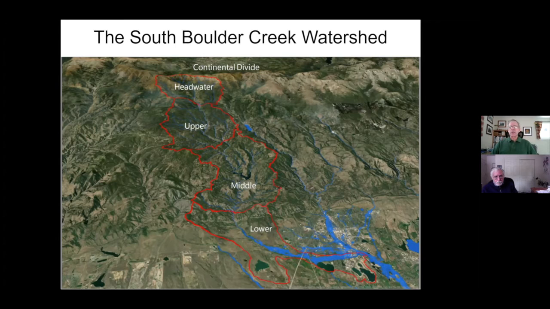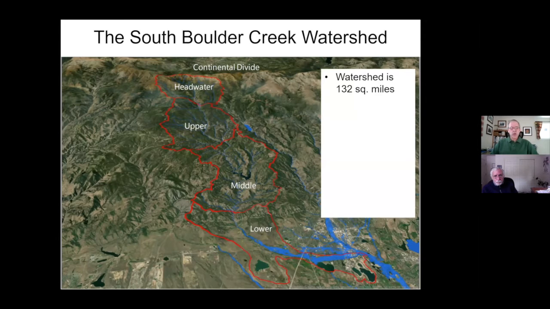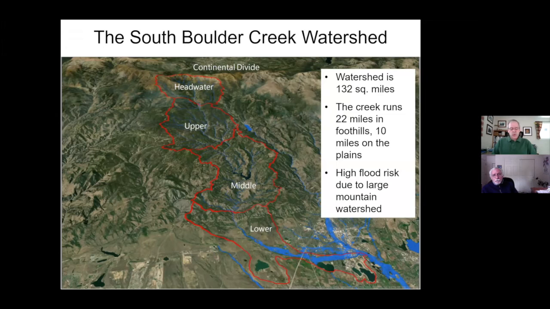Something that makes this basin interesting is that it's very long and narrow. You can see its area here, over 130 square miles, and the majority of that is in the headwaters and upper and middle zones, really the foothills zones. It's a remarkable basin because we have almost 8,000 feet of elevation change between the Continental Divide and where South Boulder Creek merges with Boulder Creek. South Boulder Creek occupies a little over 20 miles in the foothills area and about 10 miles within the plains. This configuration makes it very prone to flooding.